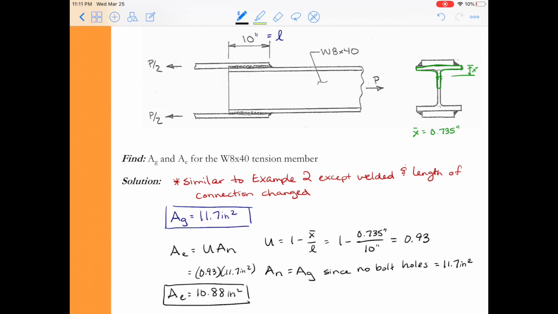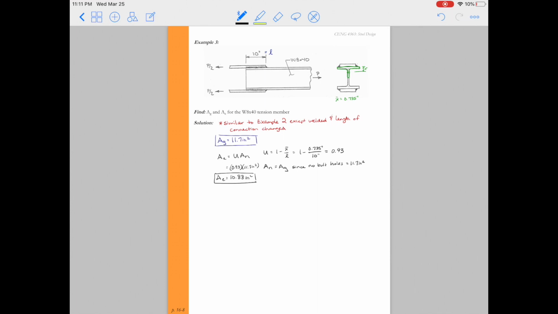All right, so hopefully we have a good handle on calculating shear lag factors and effective areas. I will be using these as we continue to calculate the yielding strength and fracture strength of different tension members.